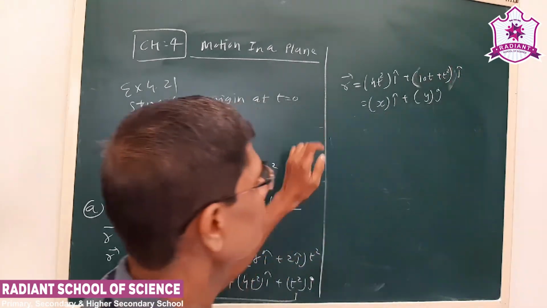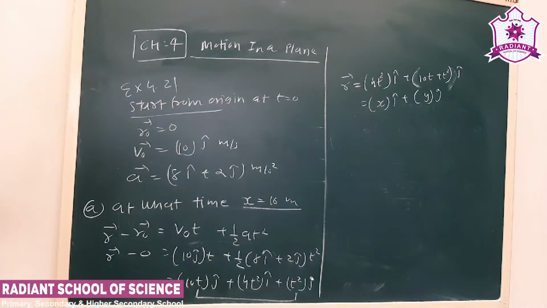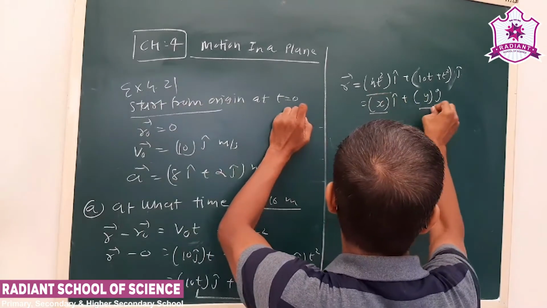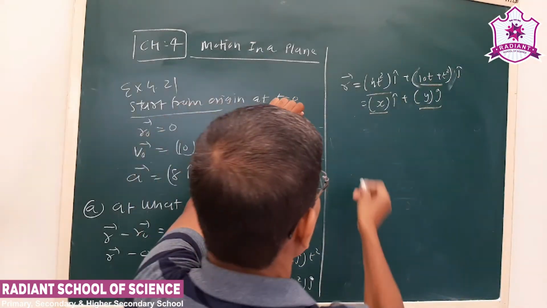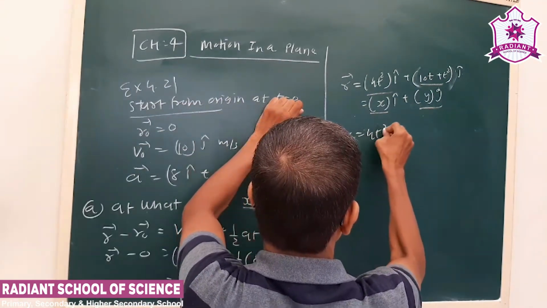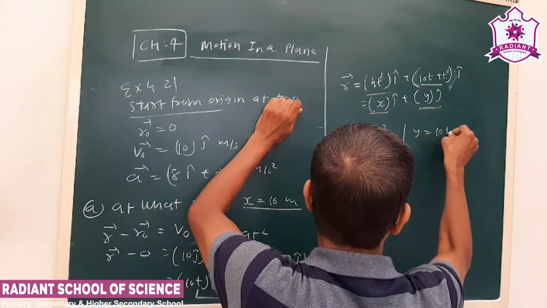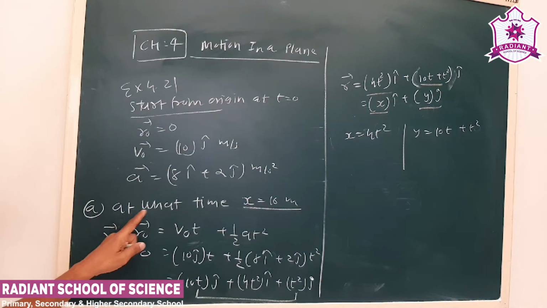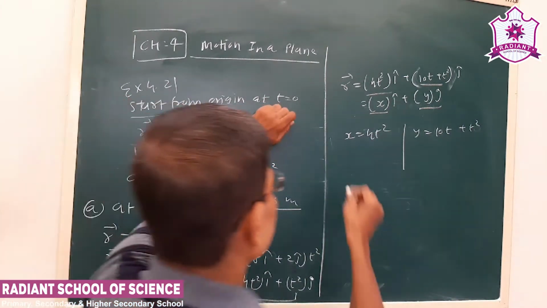See what we have done? We have arranged in terms of x i caret plus y j caret. If I separate the component part, I get x is equal to 4t square and y is equal to 10t plus t square. Now see our question: at what time will the x component be equal to 16 meter?